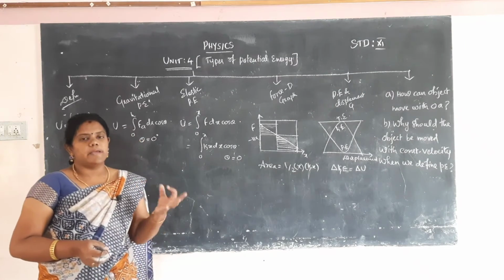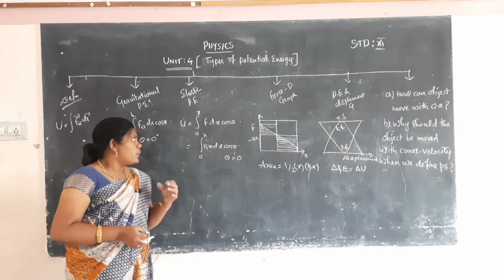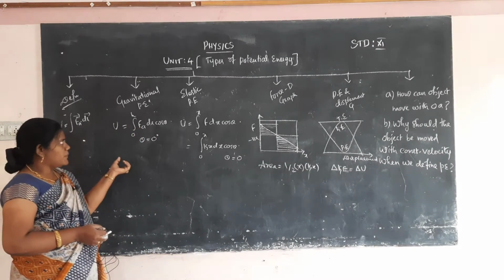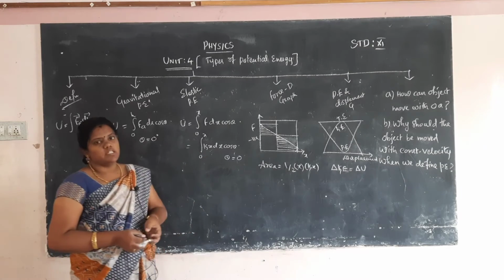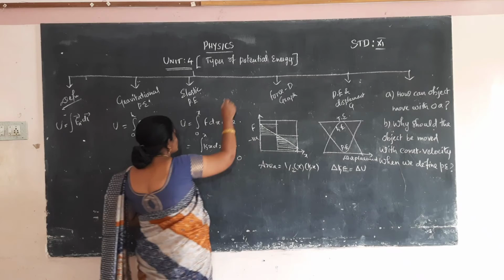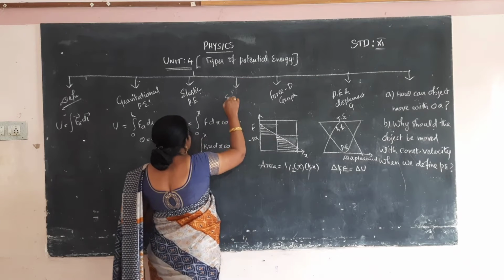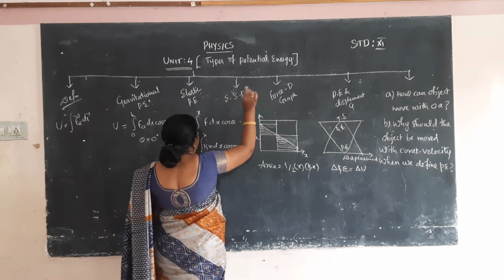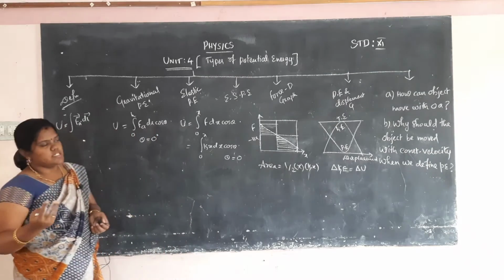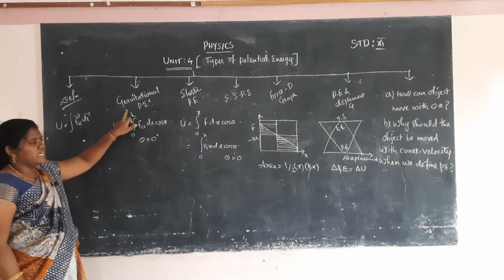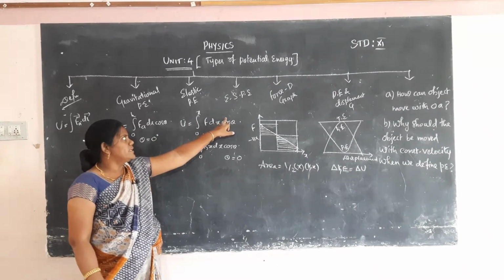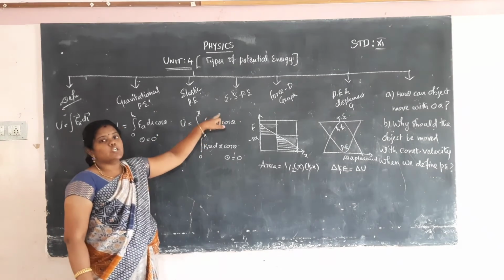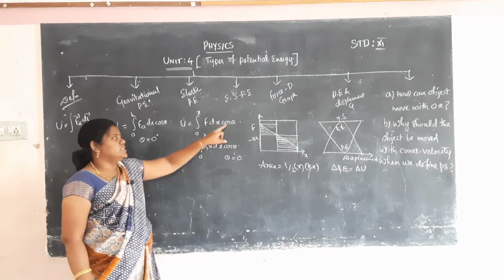What are the three types of potential energy? One is gravitational potential energy. Second, elastic potential energy. Third is electrostatic potential energy. So there are three types of energy: gravitational potential energy, elastic potential energy, and electrostatic potential energy. What is the meaning?